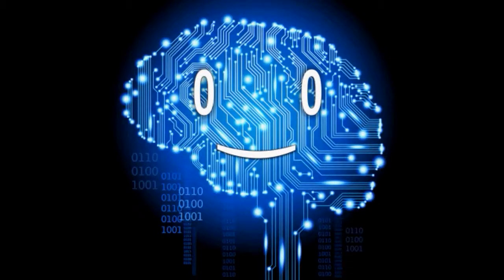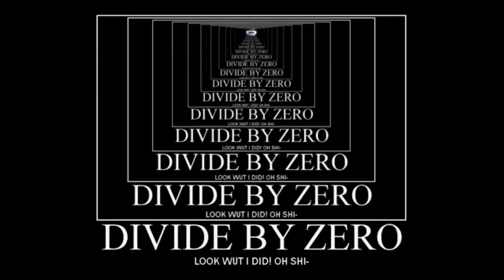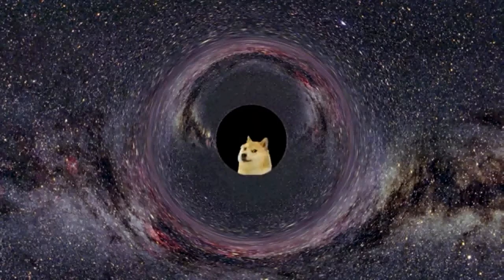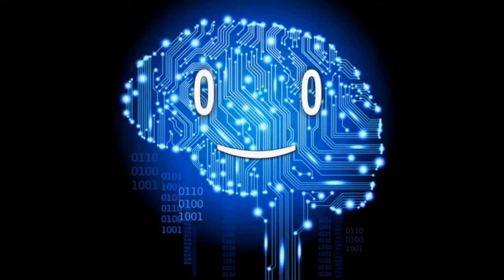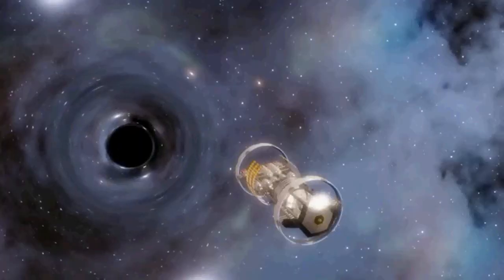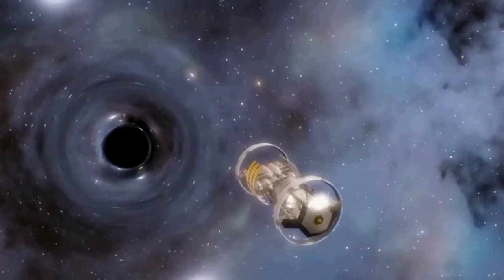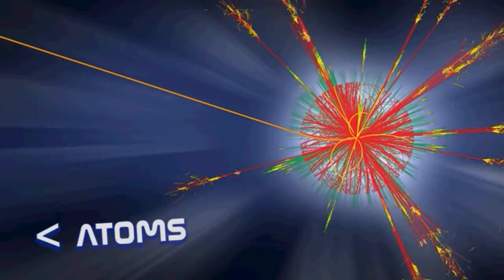Hello mortals, guess what happens when you divide something by 0? You are right, you get a black hole. And that's what we are going to speak about. Some of them are tens of billions of times more massive than the Sun, while others, smaller than atoms.